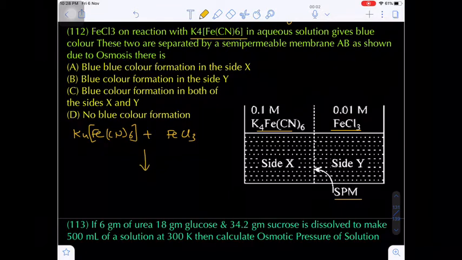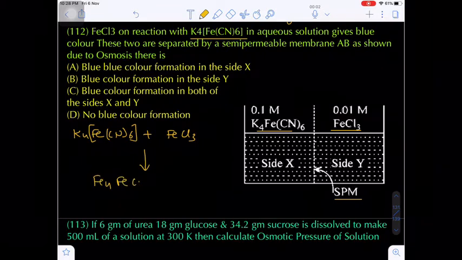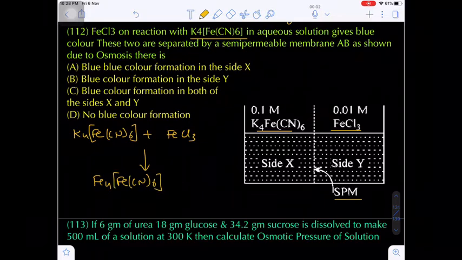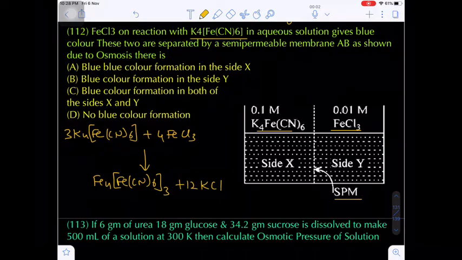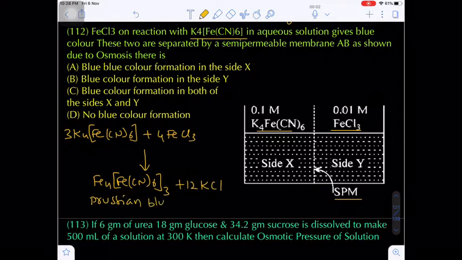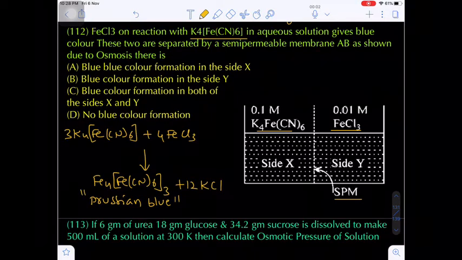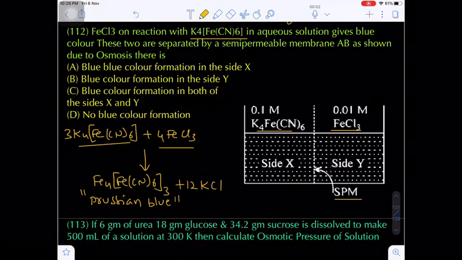When these two mutually combine they give Fe4[Fe(CN)6]3 plus KCl. From the balancing point of view, you see total chlorines are 4 3s, which is 12, and potassiums are 12. This is called Prussian blue coloration. This is a very important compound regarding the test for nitrogen in the qualitative analysis of organic chemistry. This is the test for nitrogen. The Prussian blue coloration is formed when both the solutions mutually combine with each other.